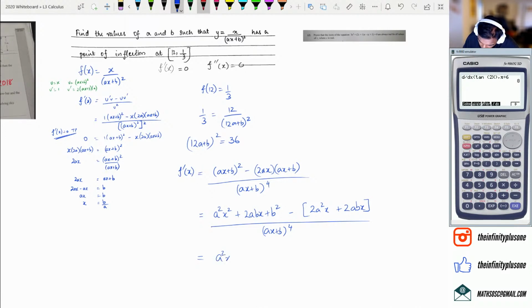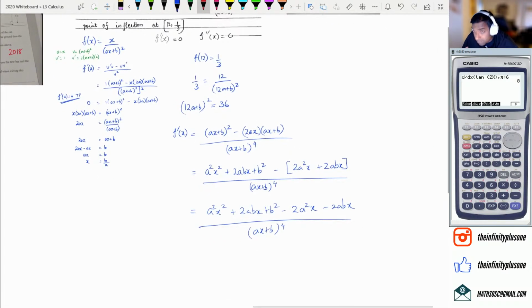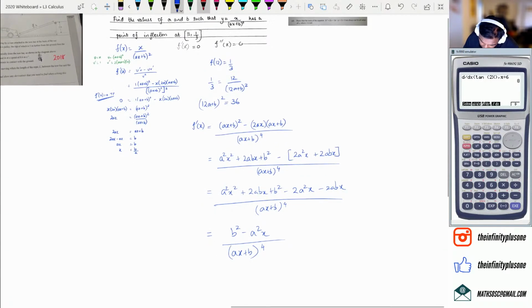So I've got a squared x squared plus 2abx plus b squared minus 2a squared x minus 2abx over (ax + b) to the power of 4. So still haven't done any kind of differentiation. This is going to become (b squared minus a squared x) over (ax + b) to the power of 4. I think I'm going to get somewhere here.